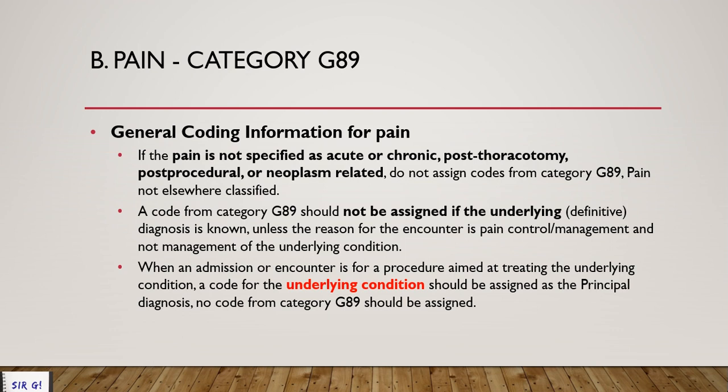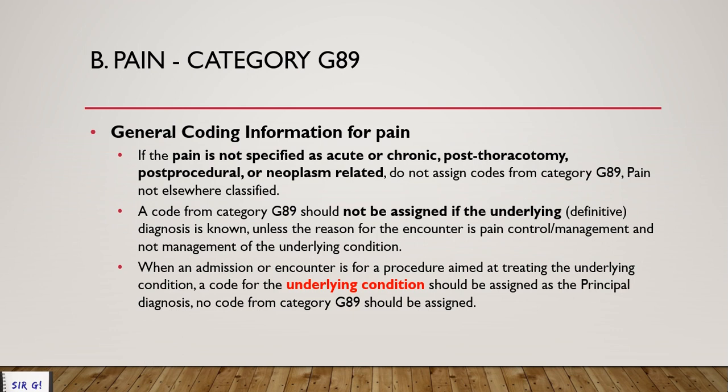Okay, so if the pain is not specified as acute or chronic, post-thoracotomy, post-procedural, or neoplasm related, do not assign codes from category G89, pain not elsewhere classified. Okay, so what do you mean by that? Now, I think the statement in the guideline is a double negative statement. When we have a double negative, the result is positive. So I'll just put in the positive explanation about this.